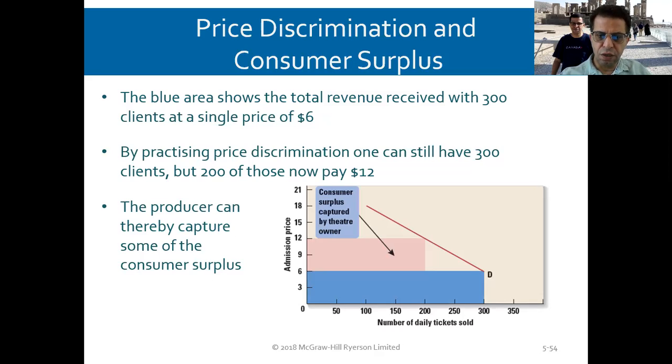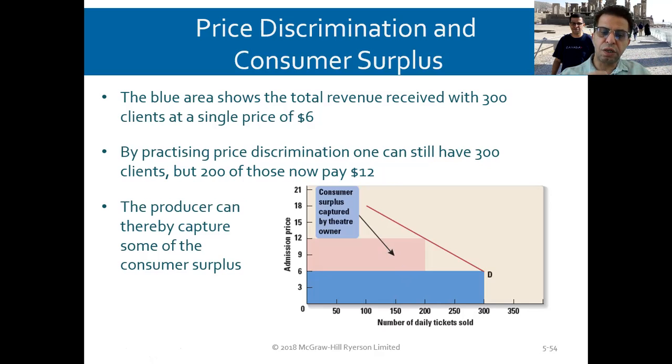So this is consumer surplus captured by a theater owner. At $6 he sells 300. By practicing price discrimination he can still sell 300, but at $12 for some. He charged $12 and managed to sell 200, and if he goes lower for other people, he can manage the 300. The reason, as we said, is that firms want to maximize their total revenue.